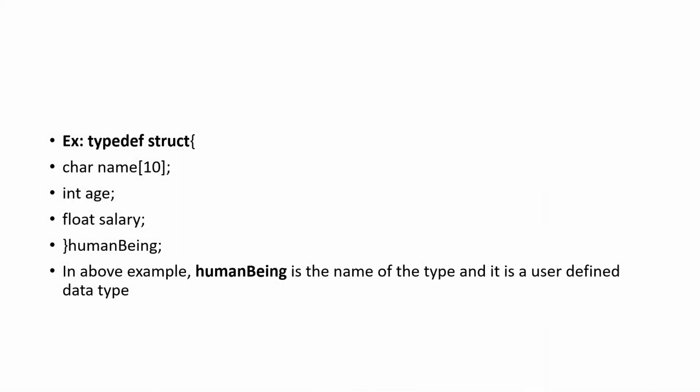So this is one more way of declaring a structure variable. You can see that we have taken out the typedef struct and we have not given any name to it. And finally, we have given human being as a structure variable name of the type, and it is a user defined data type.